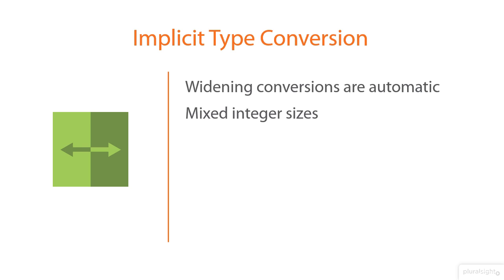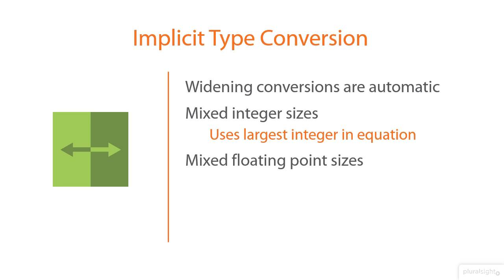If I have an expression with multiple integer sizes in it, maybe I have a short and a long, whatever the largest integer size is what things will be converted to. So if I do an operation with a short and a long, the short will be implicitly cast into a long. If I perform an operation with mixed floating point sizes, so I have a float and a double, it'll always go to the double, right? Because double is the largest floating point size.